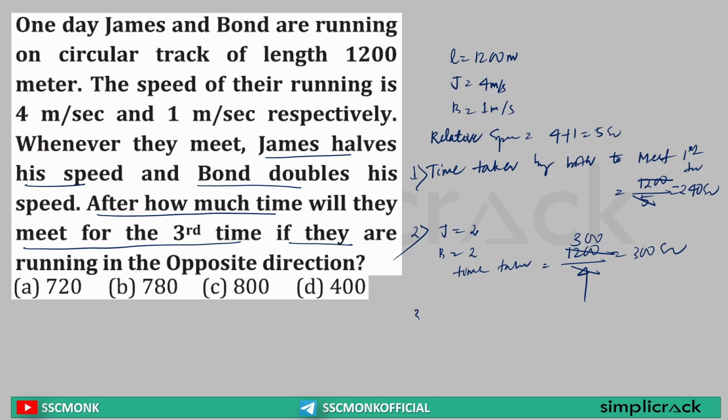Then for the third time what will happen? James's speed will be halved, so half of 2 is equal to 1. And Bond's speed will be doubled, that is 2 will be 4. So the time taken by them will be total track distance divided by total speed. 4 plus 1 is equal to 5, which is equal to 240 seconds. That means they will first meet at 240 seconds, then after 300 seconds they will meet the second time, then after 240 seconds they will be meeting the third time.